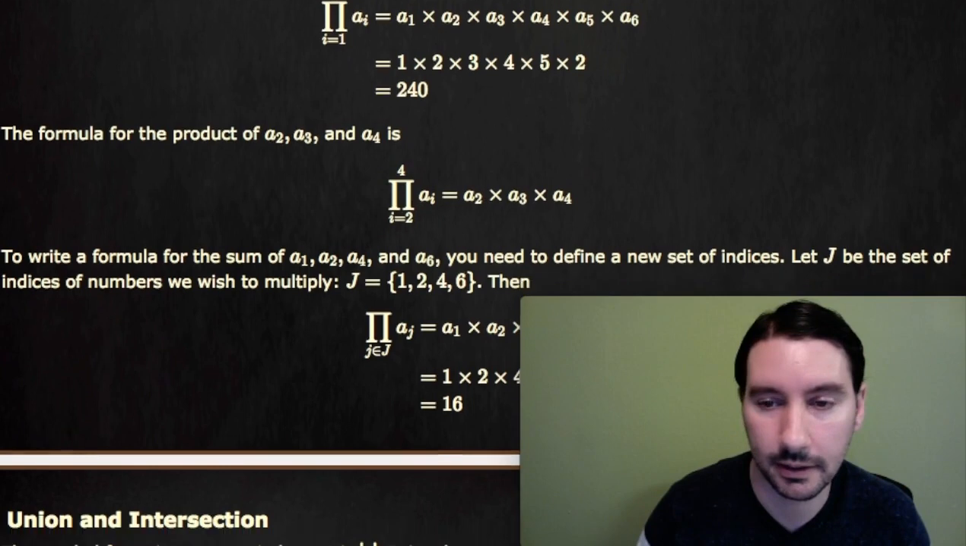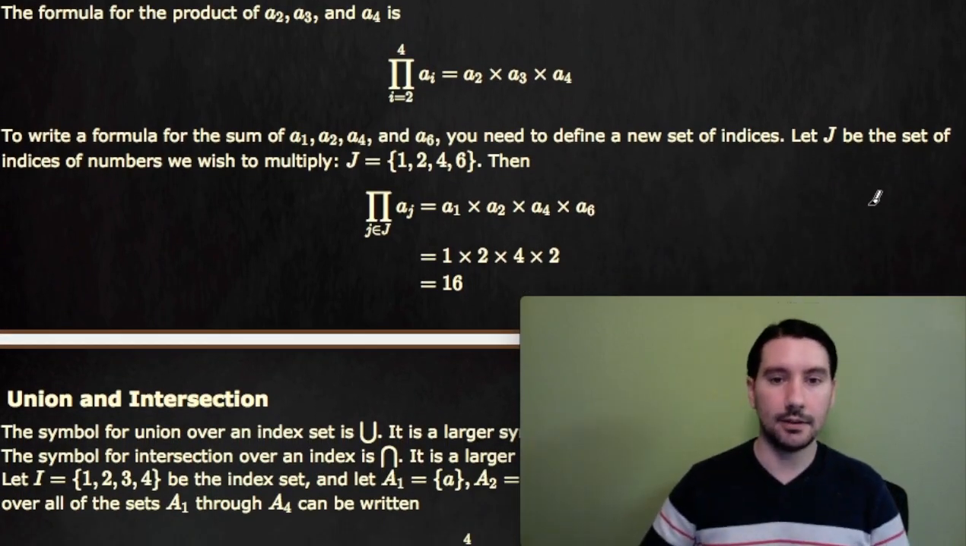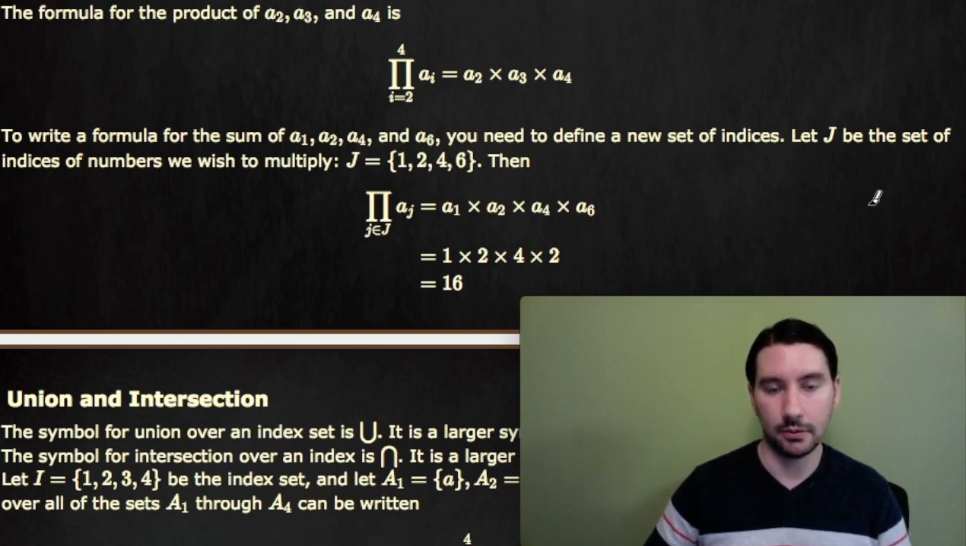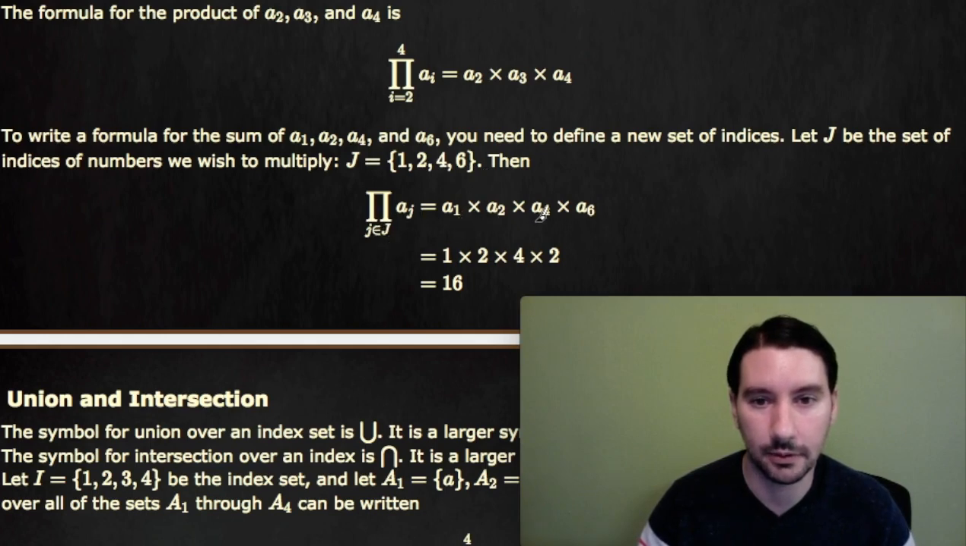And once again, we can define a subset of the indices to multiply over if we don't want to multiply from some number A to some number B. So if we're skipping numbers, say we have J equals 1, 2, 4, 6, we can multiply over the AJ and write the product over J in the set J of AJ, which means multiply A1, A2, A4, and A6, which in this case would be 1 times 2 times 4 times 2, or 16.